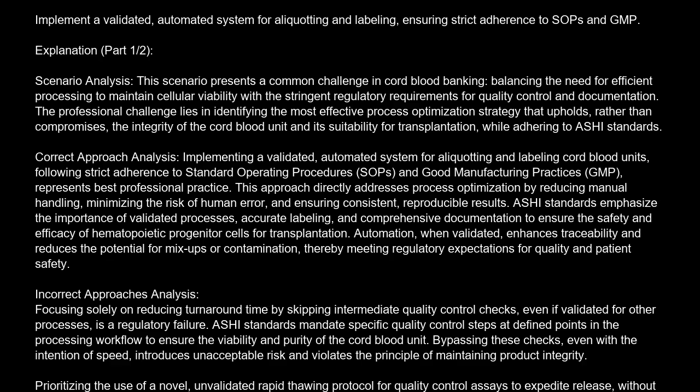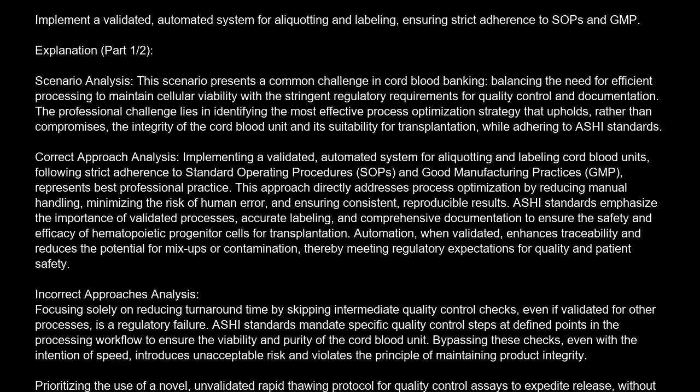This approach directly addresses process optimization by reducing manual handling, minimizing the risk of human error, and ensuring consistent, reproducible results. ASHI standards emphasize the importance of validated processes, accurate labeling, and comprehensive documentation to ensure the safety and efficacy of hematopoietic progenitor cells for transplantation. Automation, when validated, enhances traceability and reduces the potential for mix-ups or contamination, thereby meeting regulatory expectations for quality and patient safety.